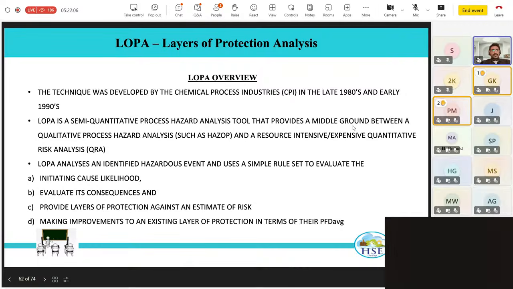So now we can understand the difference. The whole HAZOP is a qualitative study, QRA is a quantitative study, and many times it is difficult to bridge the gap between these two, which is achieved through a semi-quantitative study, that is your LOPA. So essentially, it is acting as a bridge where you are looking at the qualitative aspects as well as the quantitative aspects of any incident occurrence. Okay, so that is why LOPA is of significance, and that is why they say it is a semi-qualitative and semi-quantitative analysis. Next, LOPA analyzes an identified hazard event and uses a simple set of rules to evaluate it.